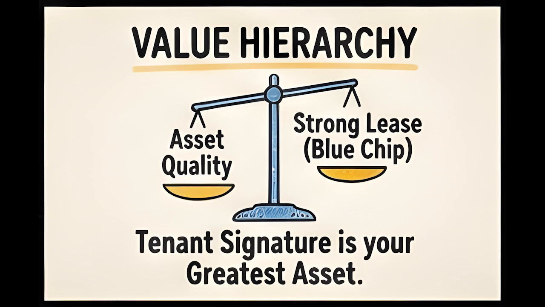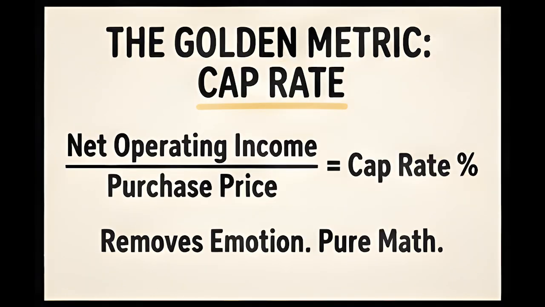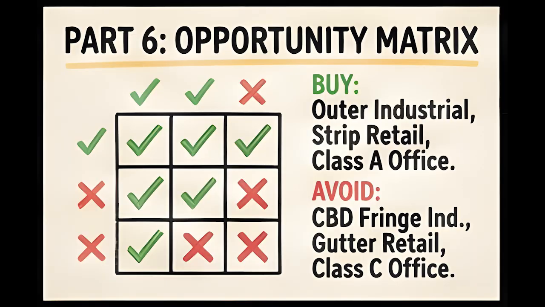Expansion detail: calculating risk and cap rate. The golden metric in commercial real estate is the capitalization rate, also known as cap rate. This is your net operating income divided by the purchase price. $100,000 net income divided by $2 million price equals 5% cap rate. Residential investors focus on capital gains. Commercial investors focus on the cap rate. It tells you the effective return on your investment immediately. When you are comparing a suburban office at a 4.5% cap rate to an industrial warehouse at a 7% cap rate, the decision becomes purely mathematical. You remove the emotion.